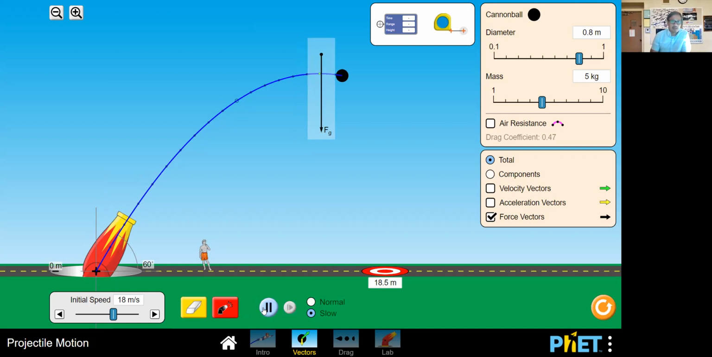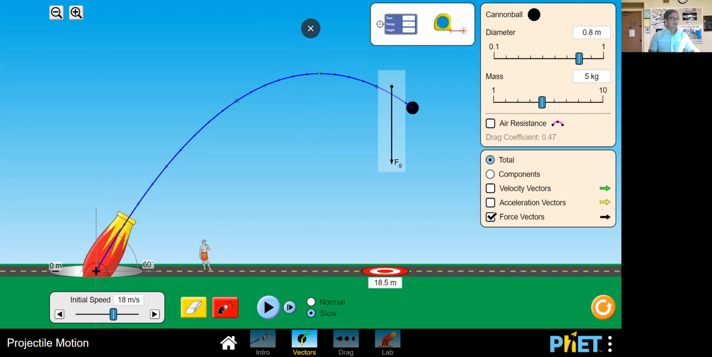and it will always stay the same. Because there are no other forces acting on that cannonball, the net force acting on the cannonball is simply the force of gravity. There is no normal force, because the cannonball is not making contact with any surface. And there's no air friction. So the only force acting on it is going to be gravity.